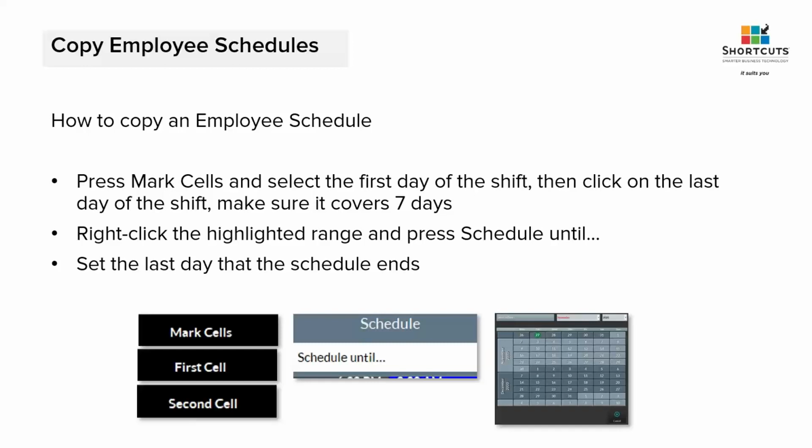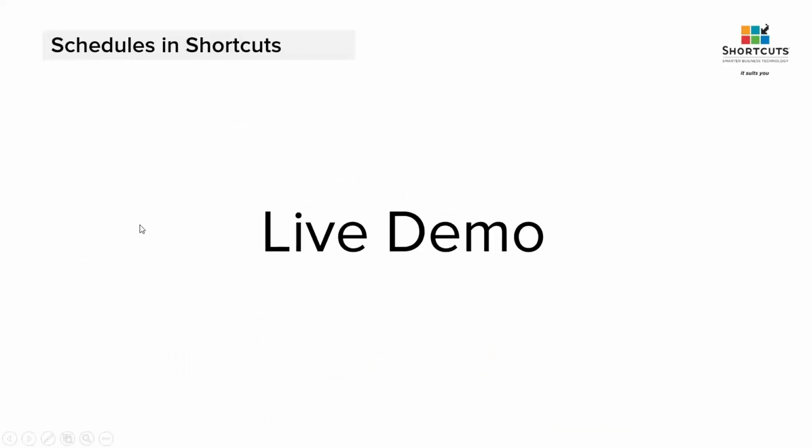Shortcuts will highlight all of the days in between, and when you right-click, Shortcuts will actually let you copy that schedule until a certain date. And again, whether you copy the schedule for 2 weeks or a month or half the year, you can absolutely put an end date and Shortcuts will repeat that pattern. So let's actually see it in action.